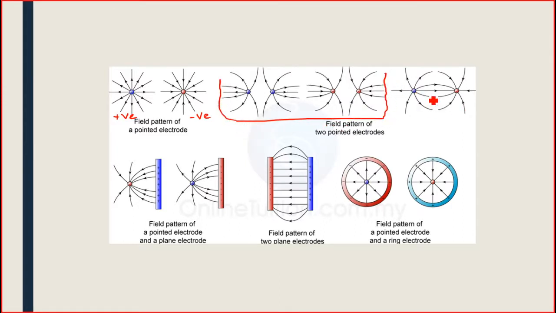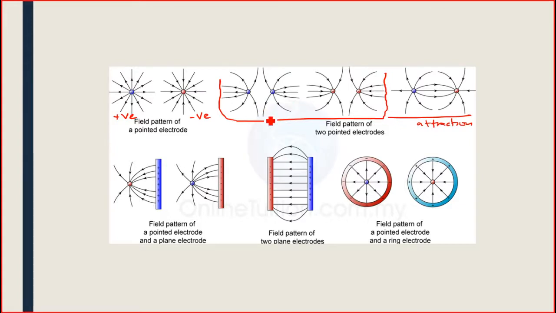And for this one, you can see what happens when positive and negative charge combine. The lines combine very nicely. So this is attraction. This is attract. And this is where they are pushing each other.